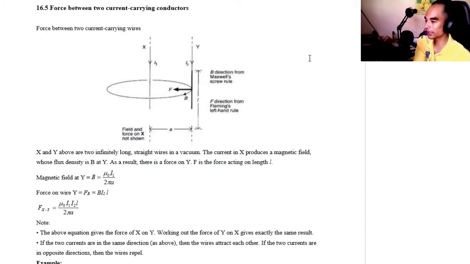Force between two current carrying conductors.